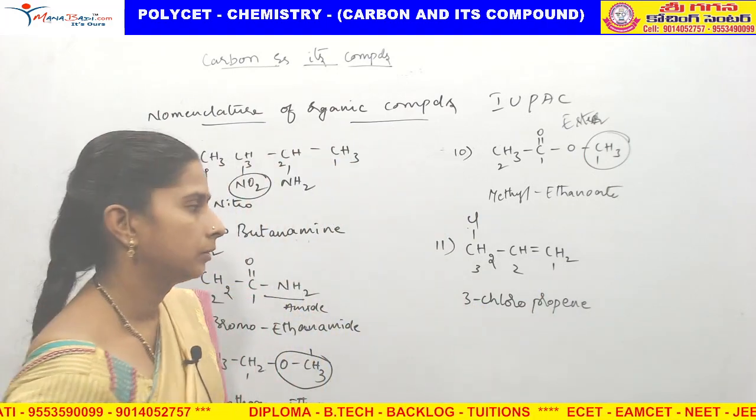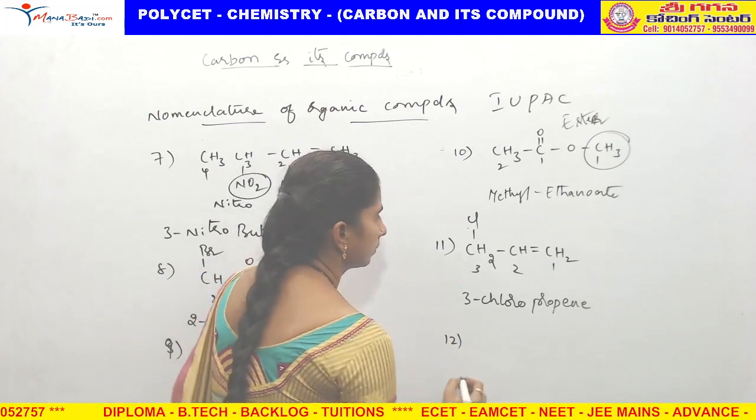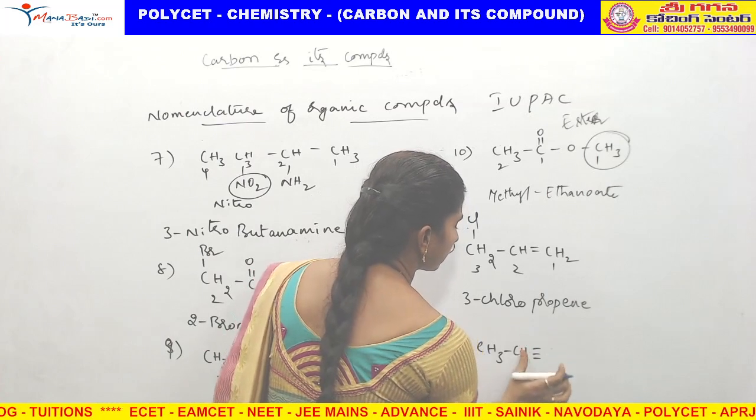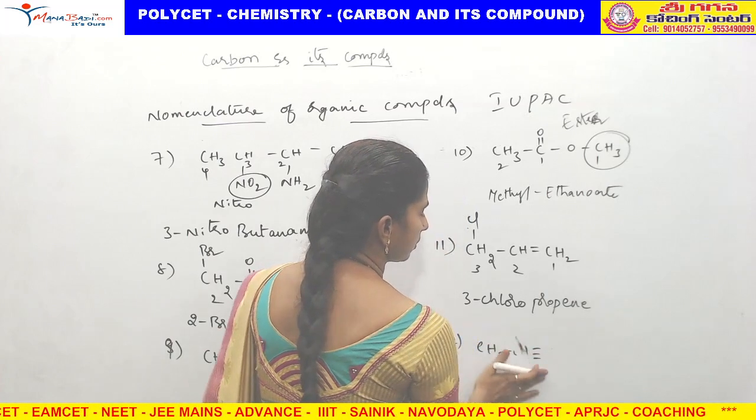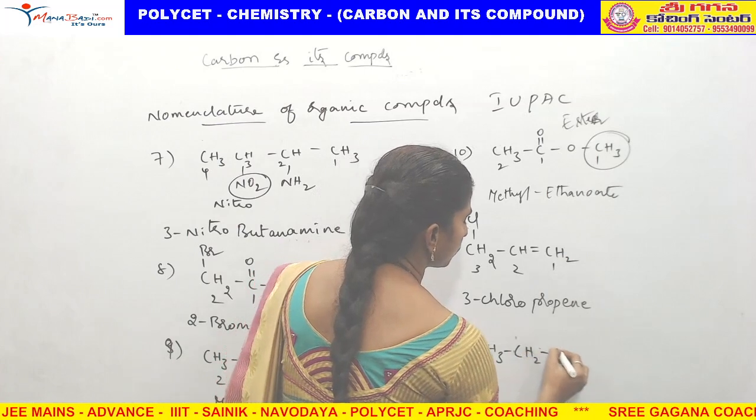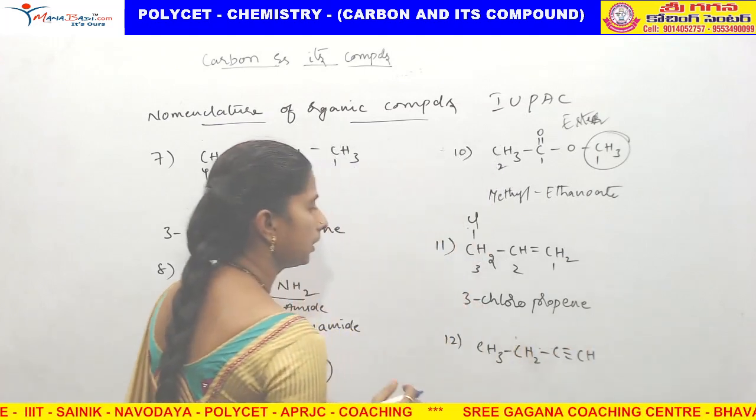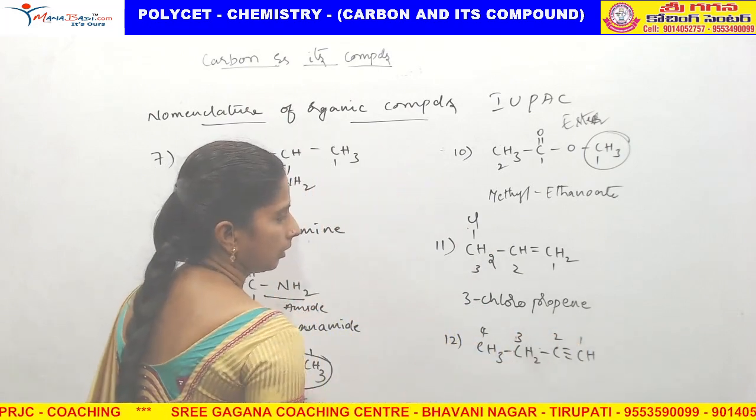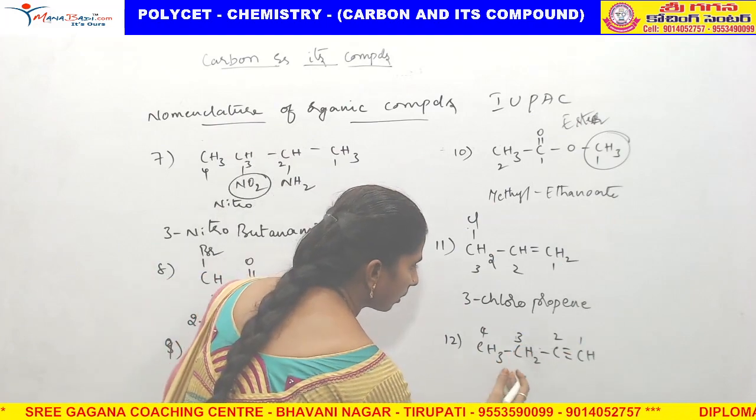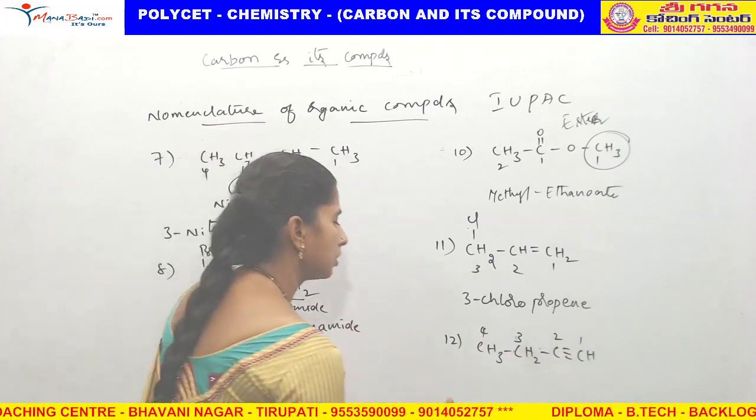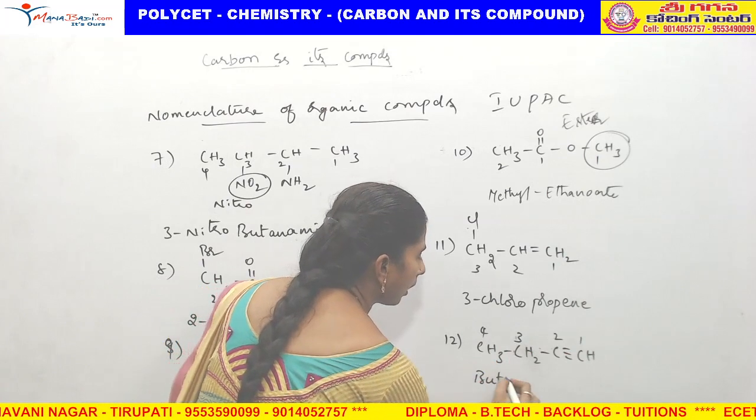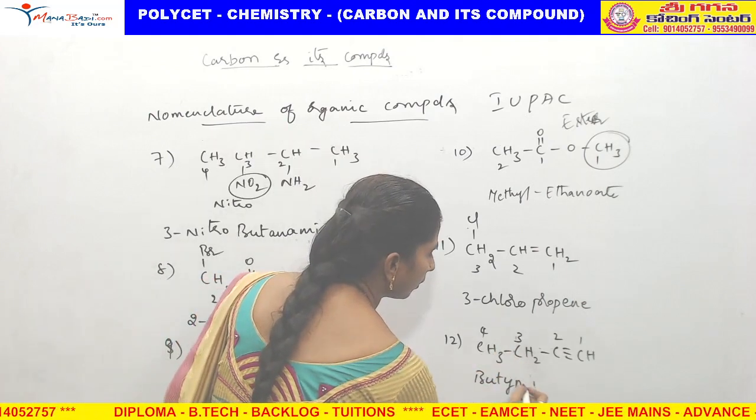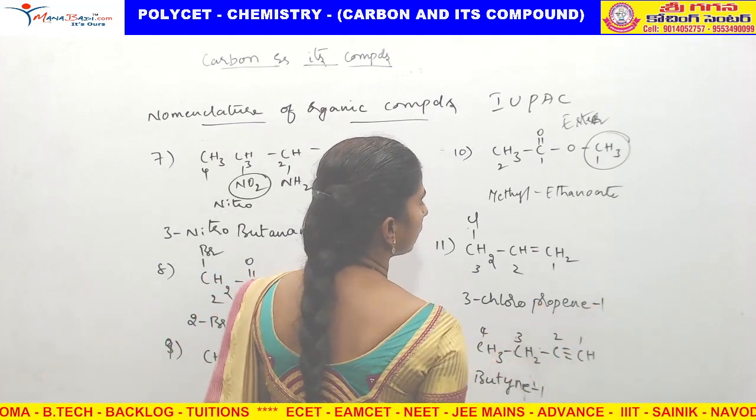propene. And the 12th one: CH3, C triple bond CH, CH3, CH2, C triple bond CH. Now tell me, numbering obviously from this side because it should get less numbering. What is the name? There is no other functional group or other substituents. Butane. Which position? 1. Here also butane 1. Here also propene 1. Okay.